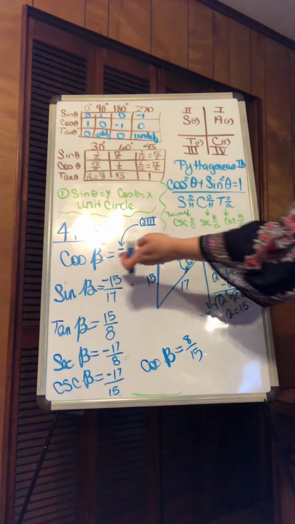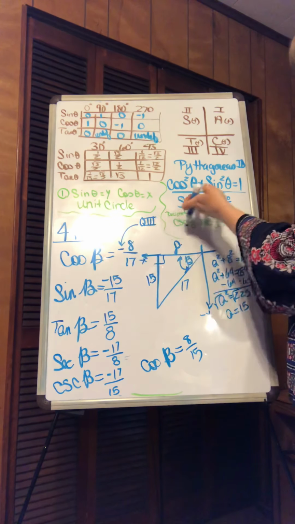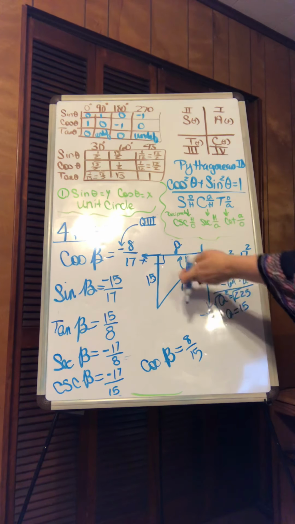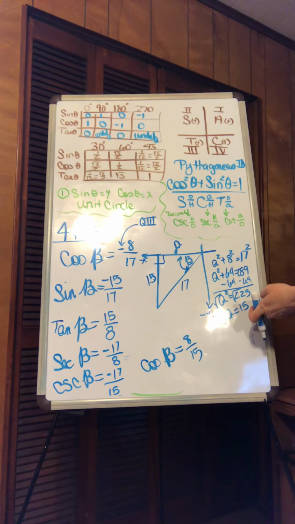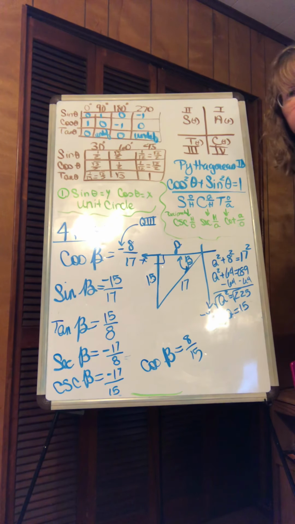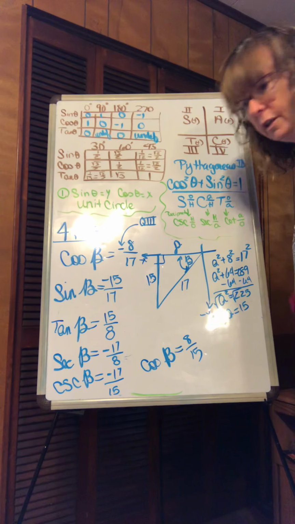So when they give you a ratio, go back to your SOHCAHTOA, label a triangle, Pythagorean theorem, and then write your ratios. Positives and negatives come from the location.